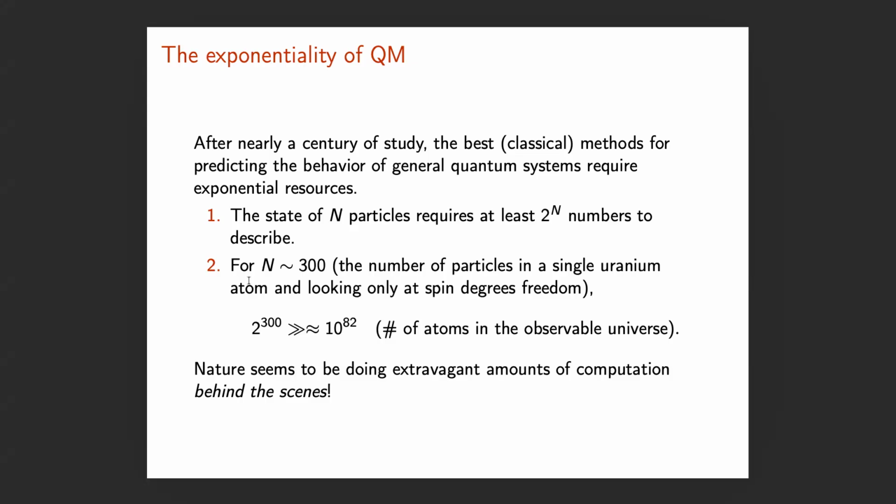The typical dimensionalities, if you use a method called full configuration interaction theory, which is an exact diagonalization in a basis, are on the order of 10 billion states or configurations. And 10 to the 82 is what we normally assume is the number of atoms in the visible matter of the observable universe, without thinking of dark matter. So nature seems to be doing some extravagant amounts of computation behind the scenes.